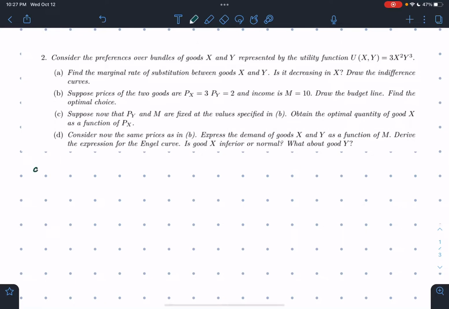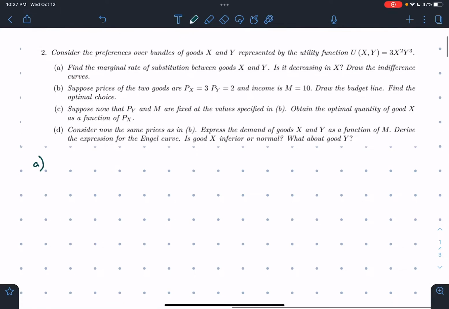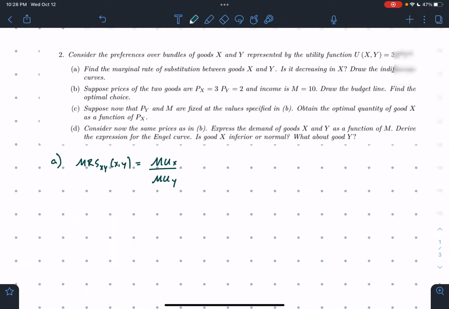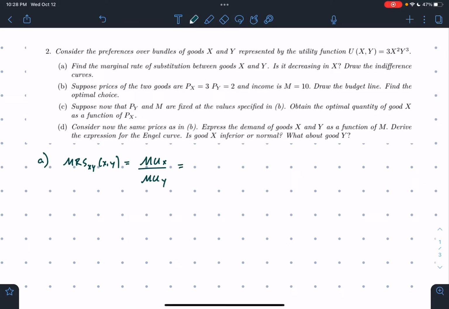So first, for part A, we're going to find the MRS between x and y and determine whether it's decreasing in x, and then draw the indifference curves. So we just look at the MRS between x and y. And we know that this is equal to the marginal utility of x over the marginal utility of y. So this will be equal to the partial derivative of u with respect to x divided by the partial derivative of u with respect to y.